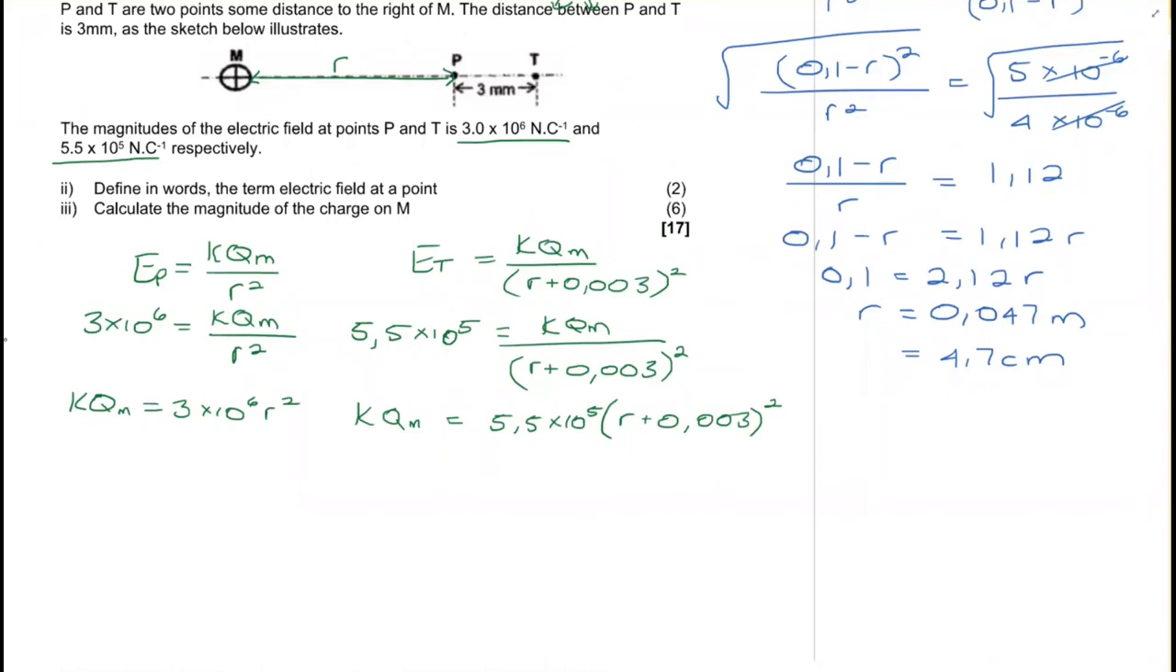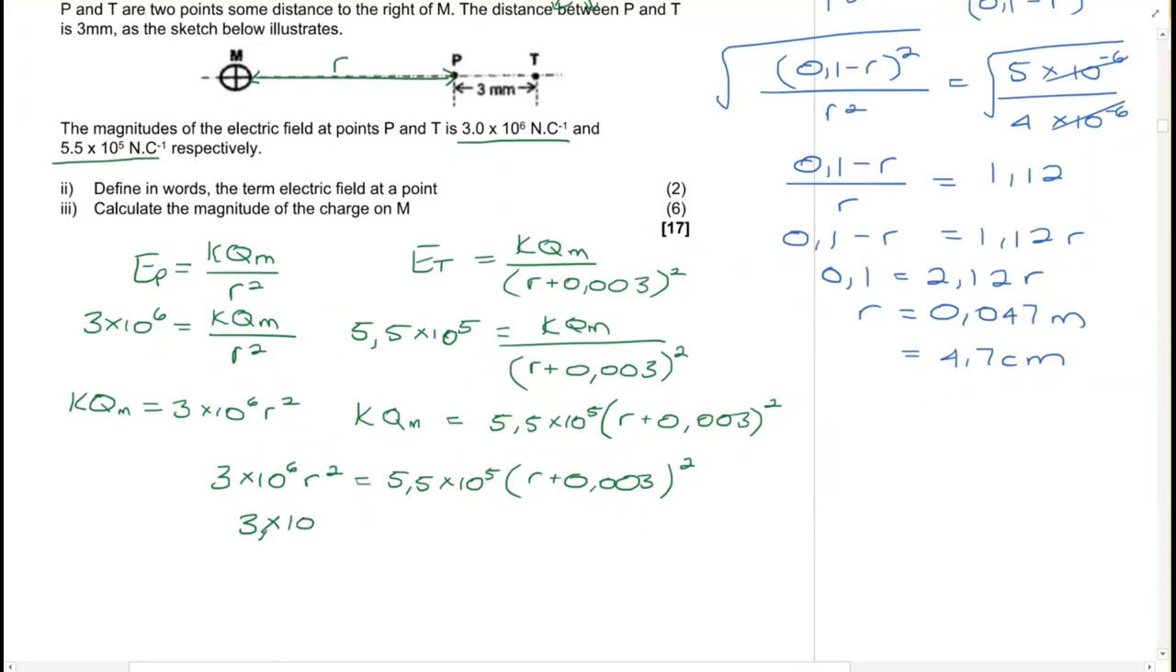QM is the same for both, so we're going to equate these. We're going to go 3 times 10 to the 6 R squared is equal to 5.5 times 10 to the 5 times R plus 0.003 squared. And we're going to do the same thing that we did now. We're going to square root these squares away instead of timesing them in. So I'm going to divide my R squared down to the bottom, and I'm going to divide my 5.5 to the bottom. So I've got 3 times 10 to the 6.